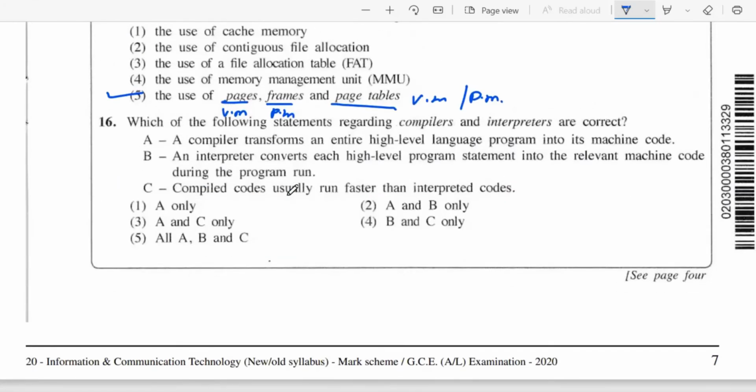Then number 16. Which of the following statements regarding compilers and interpreters are correct?